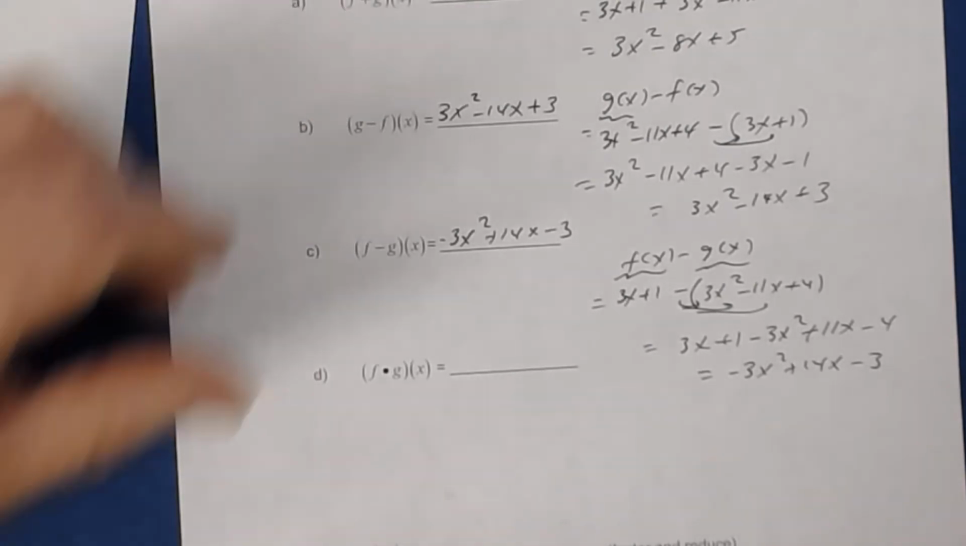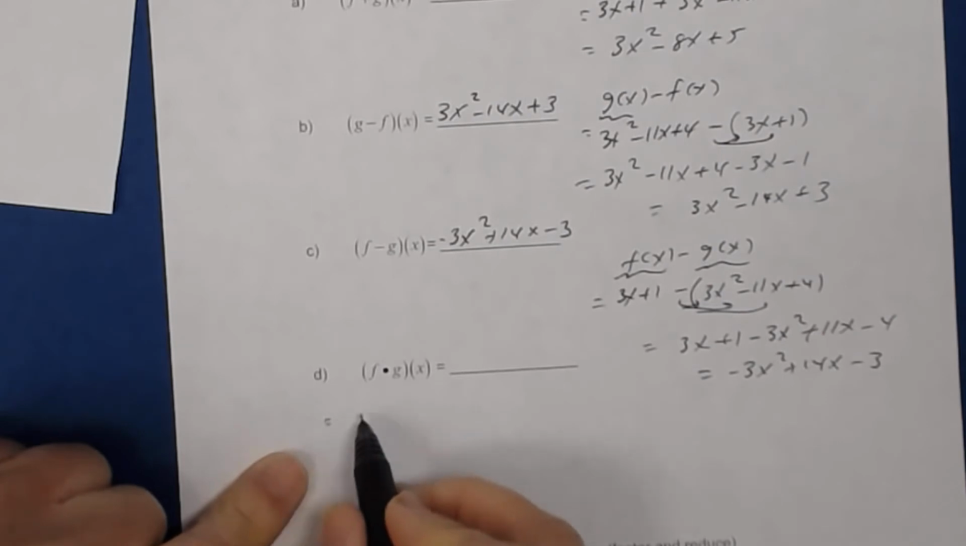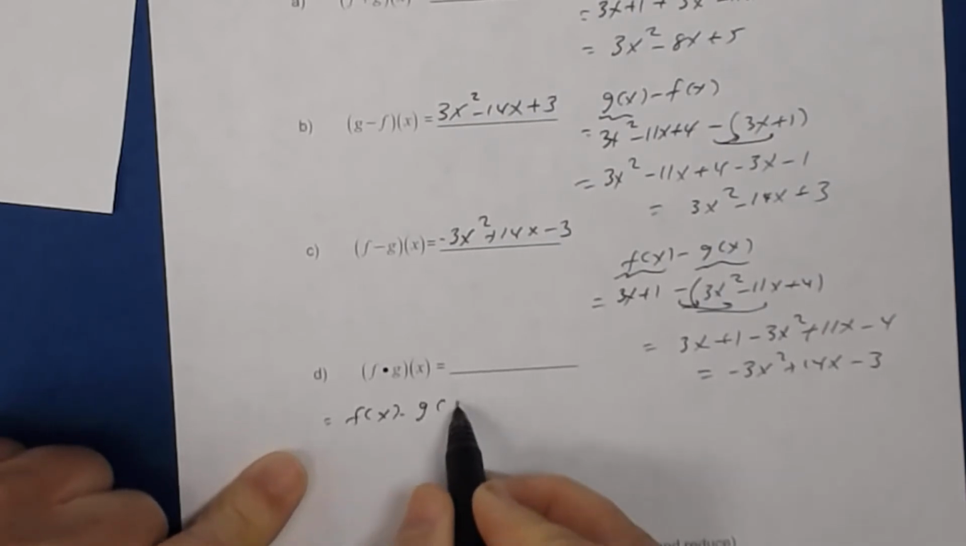Okay? All right, now over here, you're multiplying. So by definition, that is f of x times g of x, right?